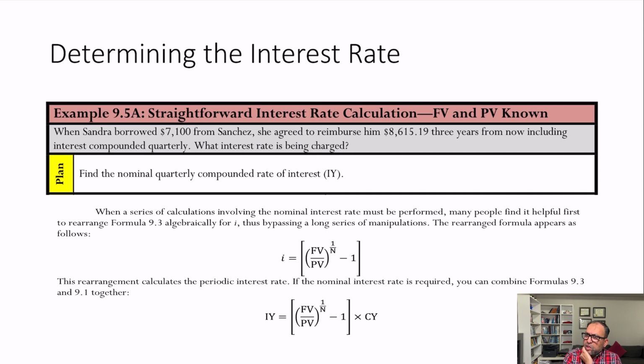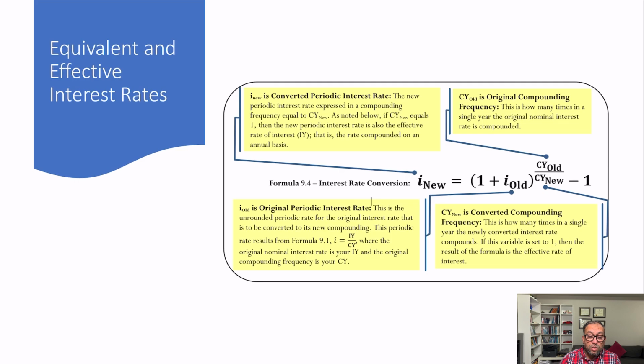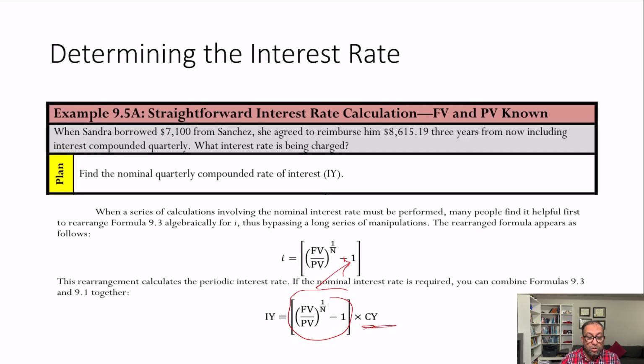So I is IY over CY. If we know I, then we can calculate IY. So IY is I into CY. That's what we are doing in the second formula. This is I, and this is very similar, into CY. We're going to solve this question and then move on to the next one.